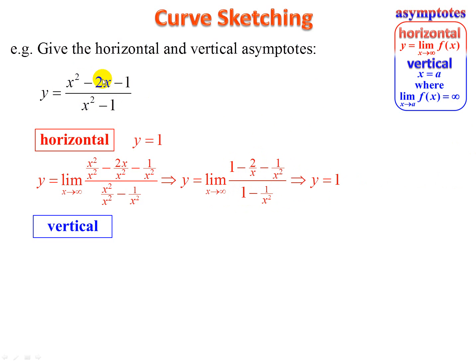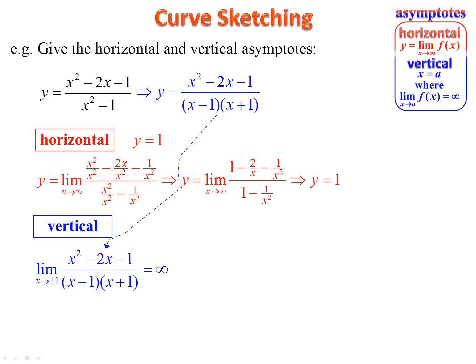To find your vertical asymptote, we need to factorize the bottom line first. There we are. Now we can see the values of x that make division by 0. So we say the limit as x tends to +1 or -1 will equal infinity or negative infinity.